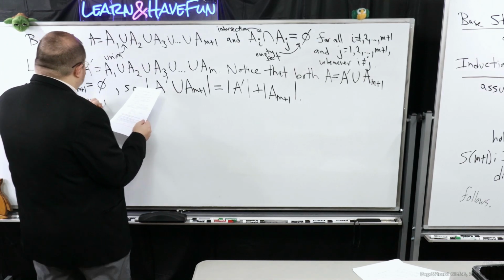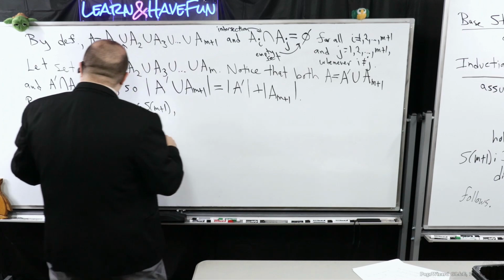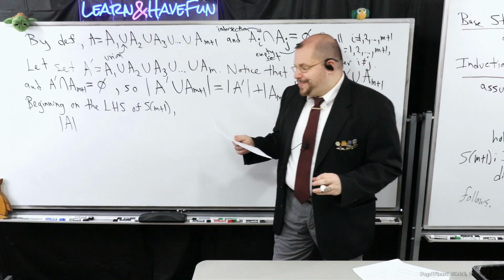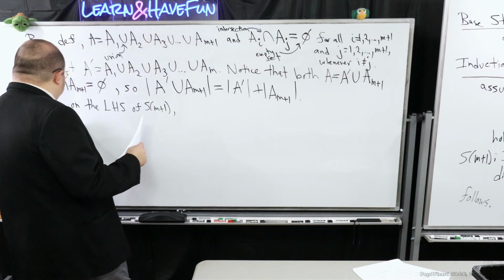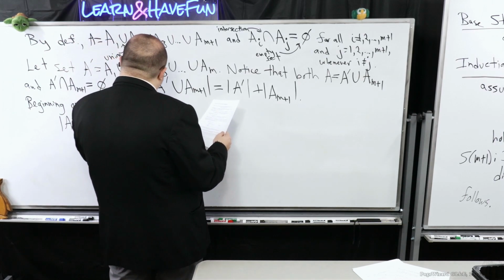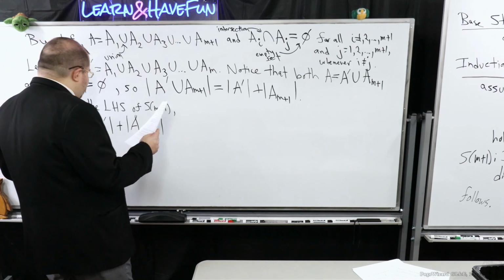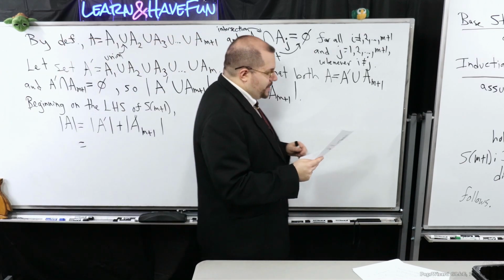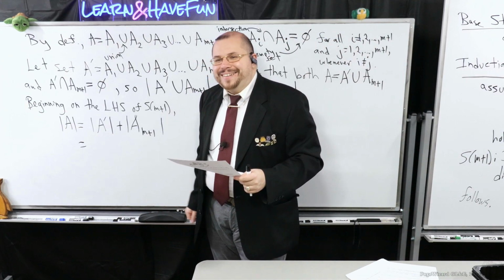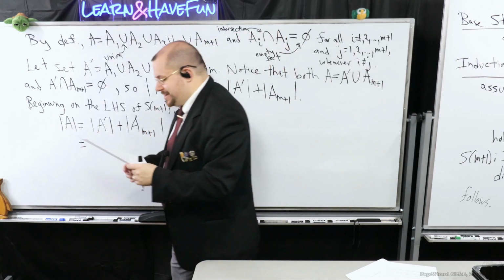So beginning on the left-hand side of S of m plus 1. Well, what was the left-hand side? It was the cardinality of A, right? But what does that equal? Well, we established in the previous sentence that that is the cardinality of A prime plus the cardinality of A m plus 1, right? That's what it means. But what does that mean? Well, if I unpeel this, what can I do with this? What's A prime? Well, we know the answer to A prime, right? Because of the induction hypothesis.